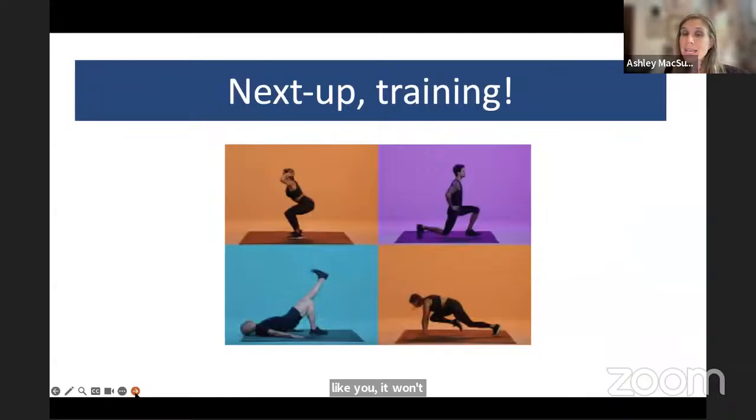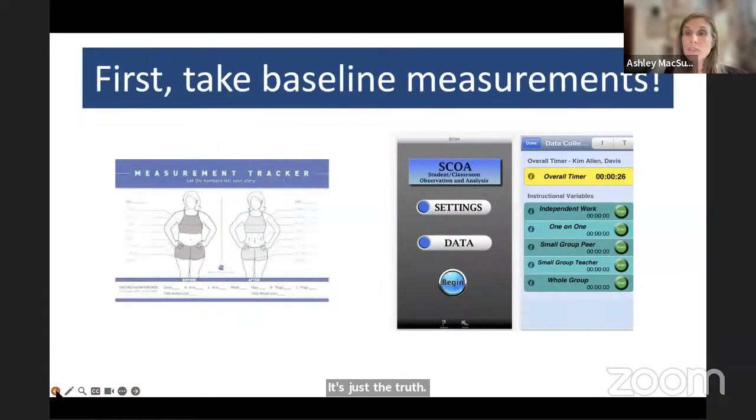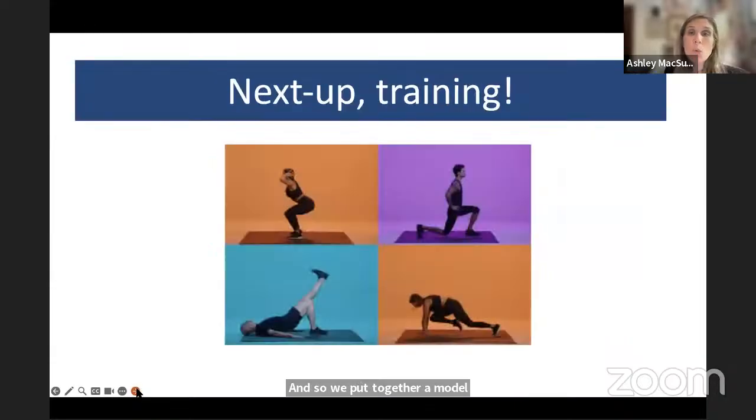Once you have that data, you then think about the training you're going to provide. One thing that we've done in the past is we've taken data on an entire elementary school. And we took it specifically looking at teacher-directed opportunities to respond during whole group instruction. Since that was going to be the focus for the school, after that initial walkthrough, we provided a training.